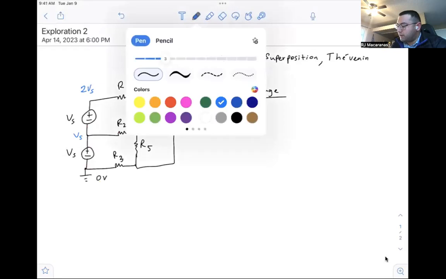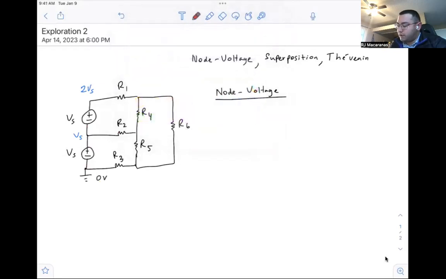And now what we want to do is label everything that we don't know. One thing we don't know is this top right node, and we'll call that VA. We don't know this middle node, the junction between R2, R4, and R5. We'll call that VB. And we don't know this bottom node, the junction between R3, R5, and R6. We'll just call that VC. So those are all of our unknowns.